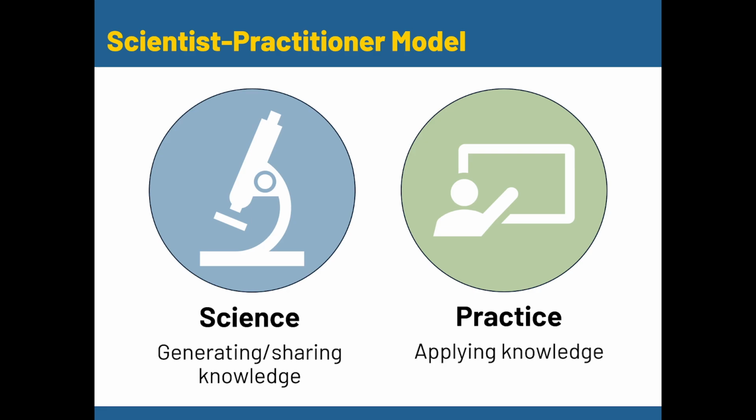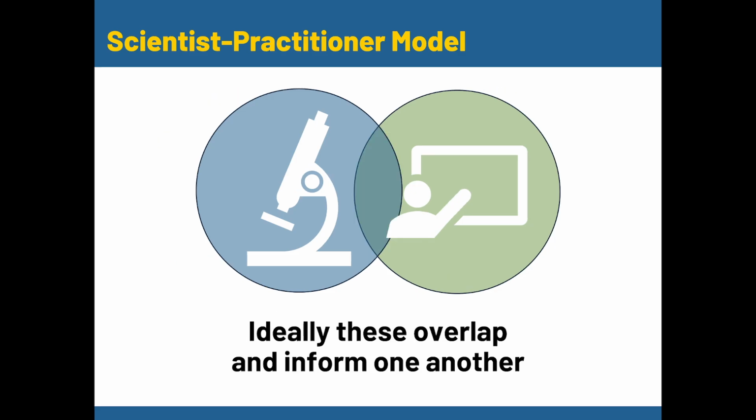One other thing I wanted to mention with the scientist practitioner model is to kind of create a Venn diagram here. Ideally, these overlap and inform one another, right? In the ideal world, what's happening in science, what's happening in research is informing what's happening in practice, in the quote unquote real world. And then furthermore, what's happening in the real world will inform what's being researched.